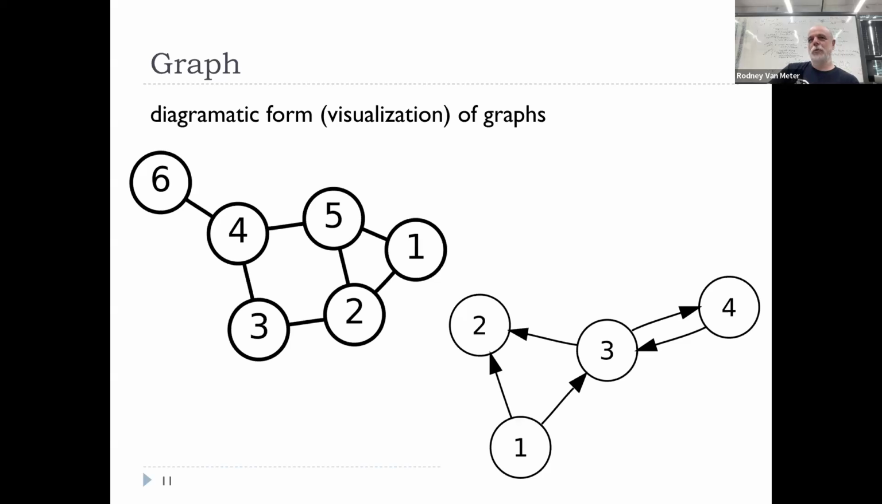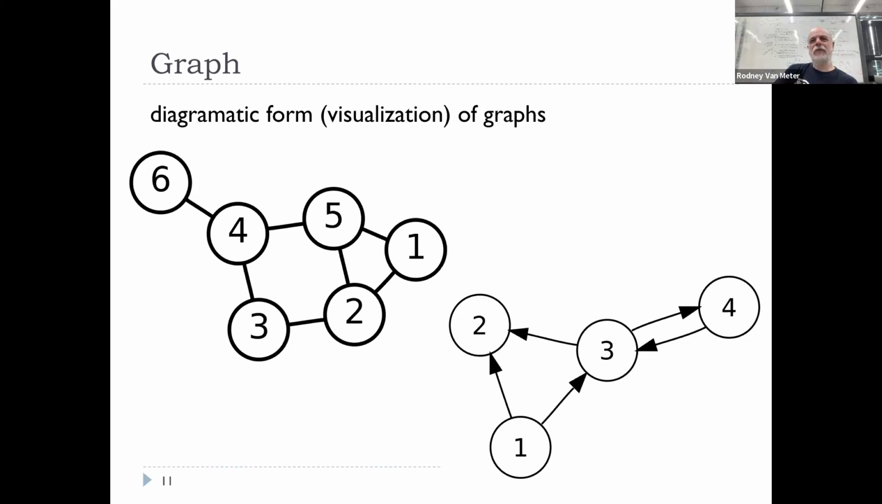So these are two representations of two different graphs. The one on the left has 6 nodes or vertices in it, and 1, 2, 3, 4, 5, 6, 7 edges or links in it. And the one on the right has 4 nodes and 1, 2, 3, 4, 5 edges or links.